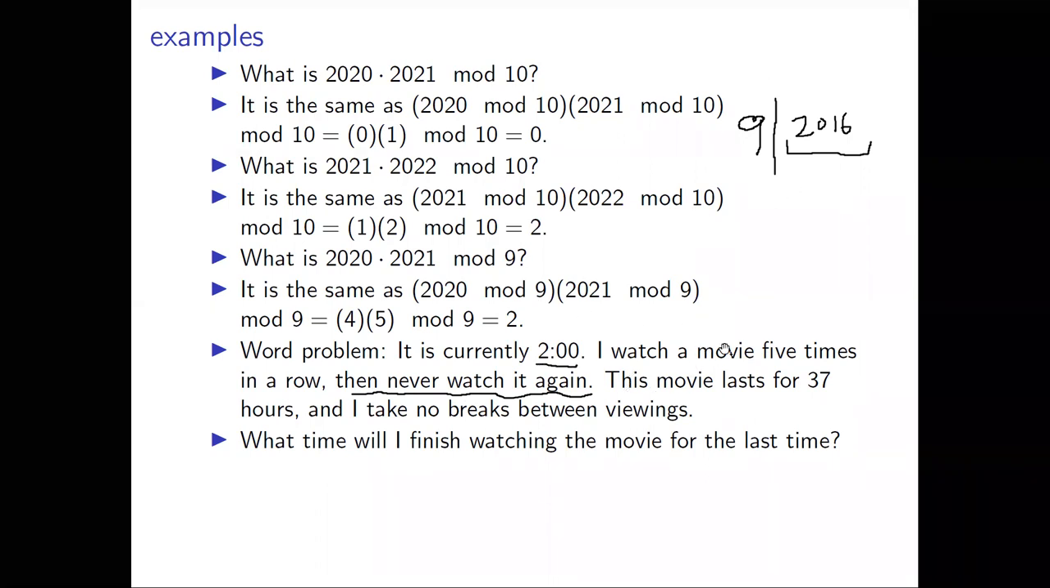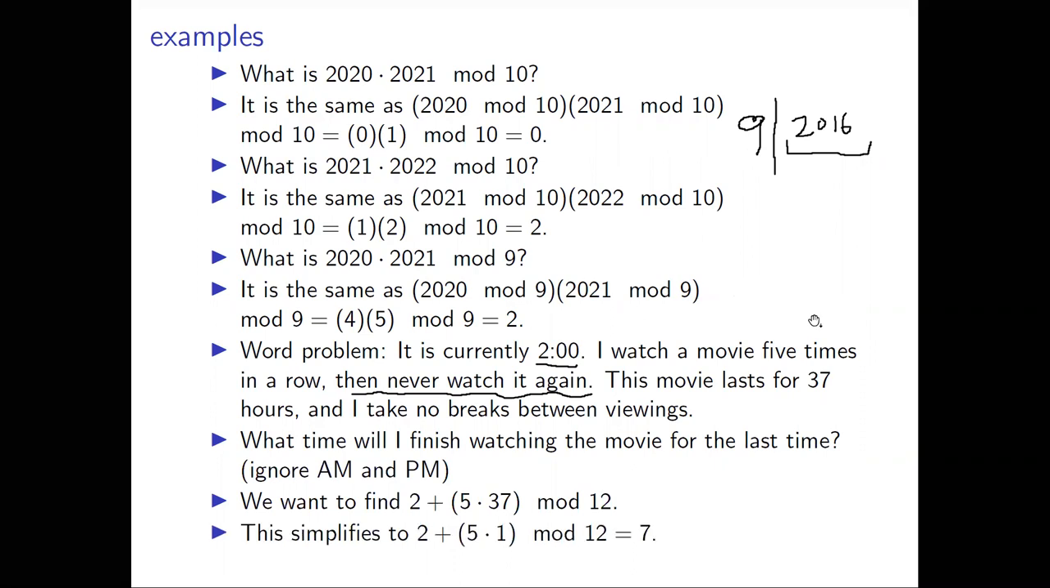Well, I can just do some simple modular arithmetic here. I can start with 2, and I can add 5 times 37. And then I can take that mod 12. And we can use that property we saw, that if we want to do x times y mod m, we can calculate that by doing x mod m times y mod m, and then taking that product mod m. And we want to do 2 plus 5 times 37 mod 12. So we can do 2 mod 12 plus 5 times 37 mod 12.